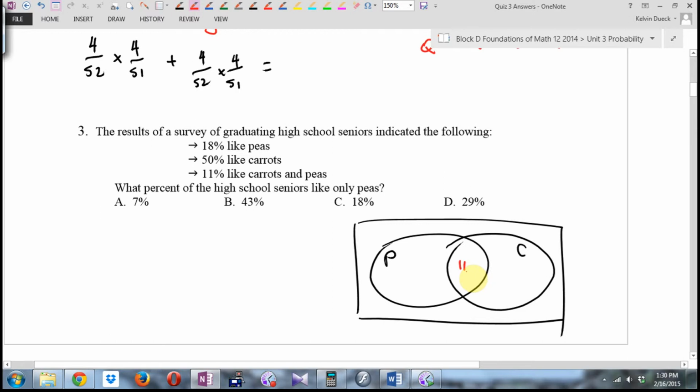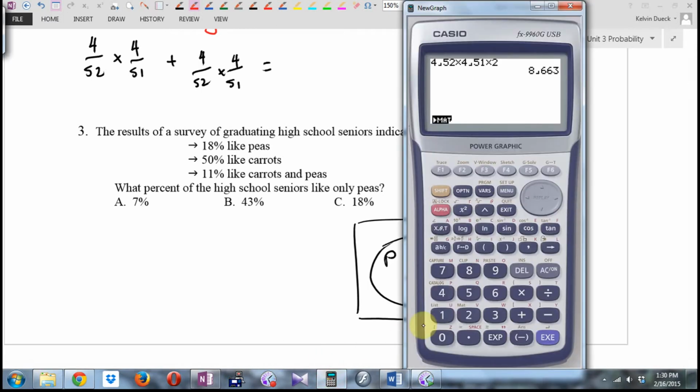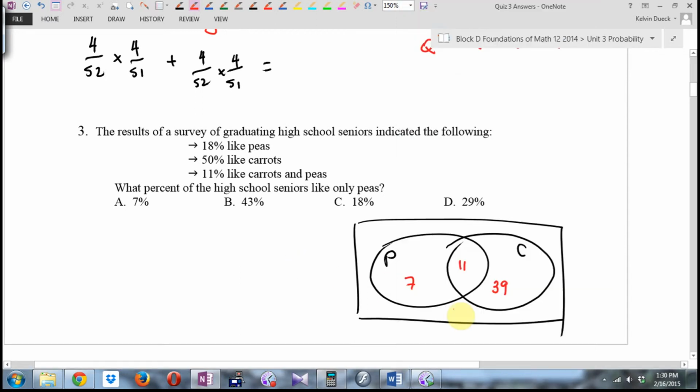18% like peas. There's my 18% like peas. Don't put an 18 there. I've got 18 in their grand total with the 11 there already. 50% like carrots, so that's going to be 39. What does every percent have to add to? 100. 100, take away 7, take away 11, take away 39. You know what? 43 goes there.